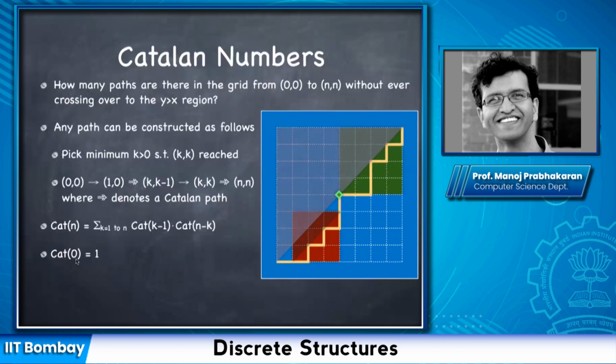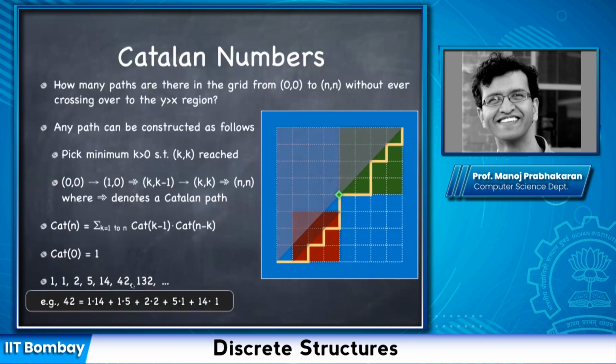Okay, you do want to define cat 0 also because when k equals n, when you choose k equal to n, that will correspond to having a big red square here. So you move from here all the way to here, and then you're already in nn, which is 0,0, and you have to multiply by one way of going from 0,0 to nn. Right? So yeah, you do want to define cat 0 to be 1, and now you can use these two things to list out cat 0, cat 1, cat 2, and so forth.